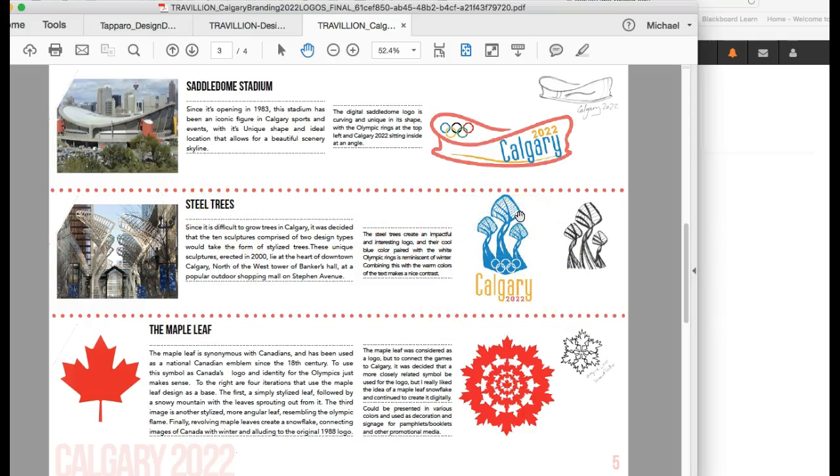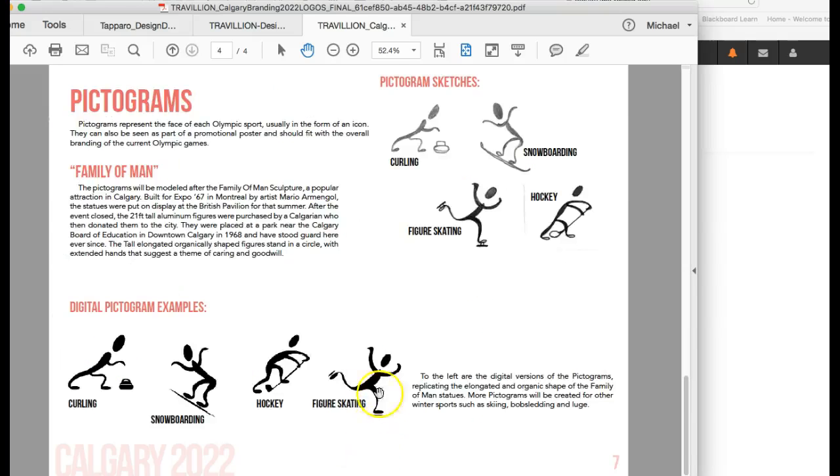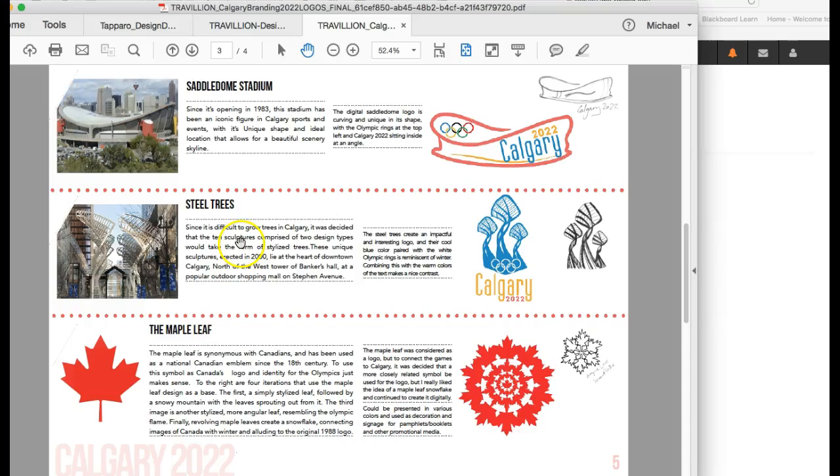I know the steel trees was one of the concept developments. That's awesome that you picked that. That's great. Digital pictogram examples, these are fine. I was fine with these from the get-go. I thought that it would be interesting if you were to develop a set of pictograms based on each specific logo. But since the draw here, or the cement that's holding these together, is the fact that these are based on the family of man, while this is based on steel trees, that's enough for me. That's solid, and that's enough to move forward with. So good job there.